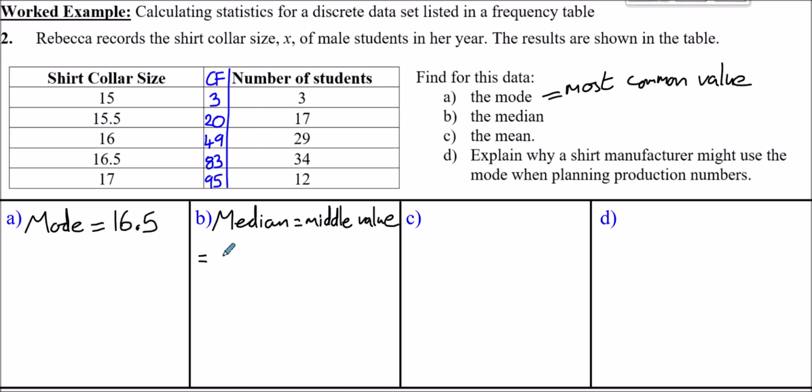If they're in order, for the median, we do this by taking the number of values, adding 1, and halving it. It'll be that number value. So 95 plus 1 is 96. Divide by 2 means we're after the 48th value.